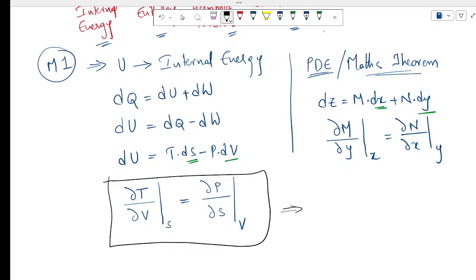This relationship is nothing but your M1, that is Maxwell relation 1. So now we will move to the Maxwell relation 2, M2. And we already said that M2 will be depending on your enthalpy, that is H.